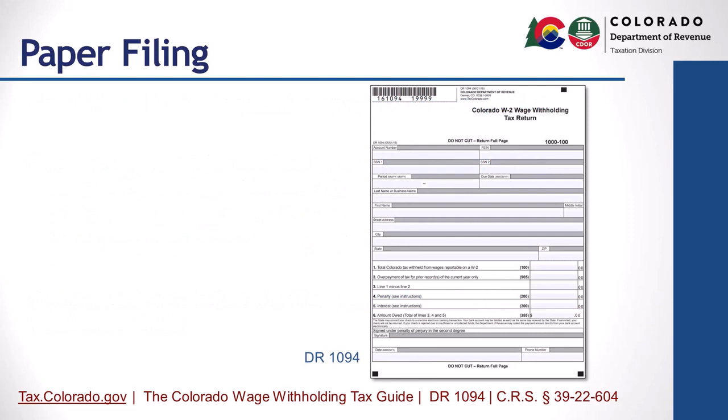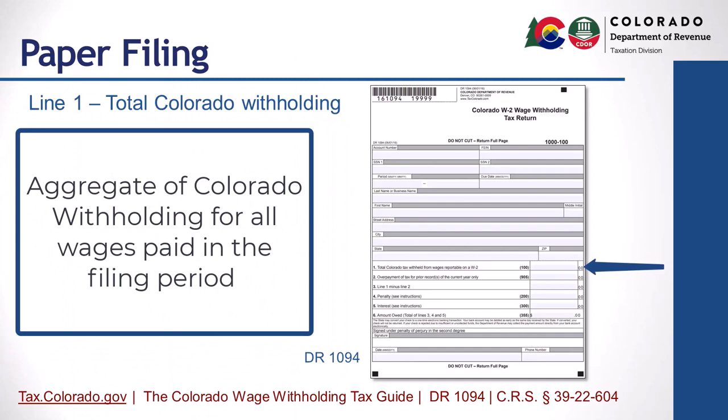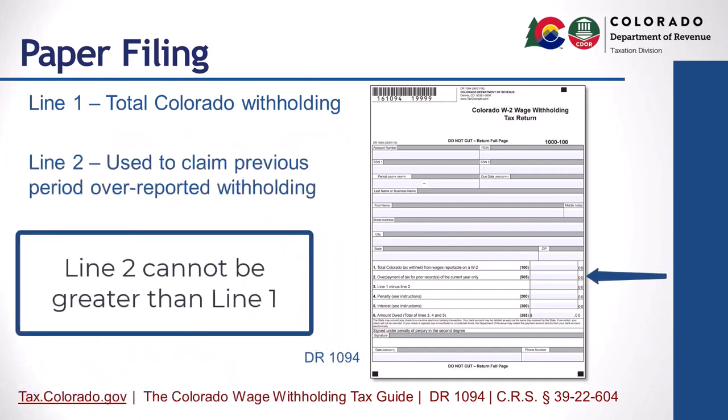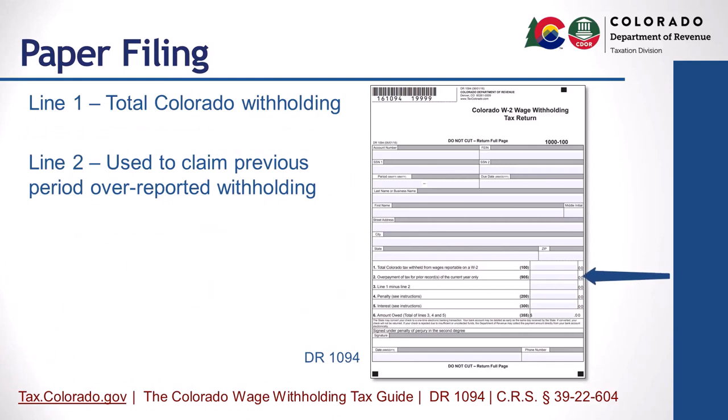The filing form in Revenue Online and the paper filing form DR 1094 are identical in their line numbers and used for reporting wage withholding. Line 1 is the total employee withholding for the period. Line 2 should only be used if Colorado withholding has been overpaid in a prior period within the same calendar year and cannot exceed Line 1.